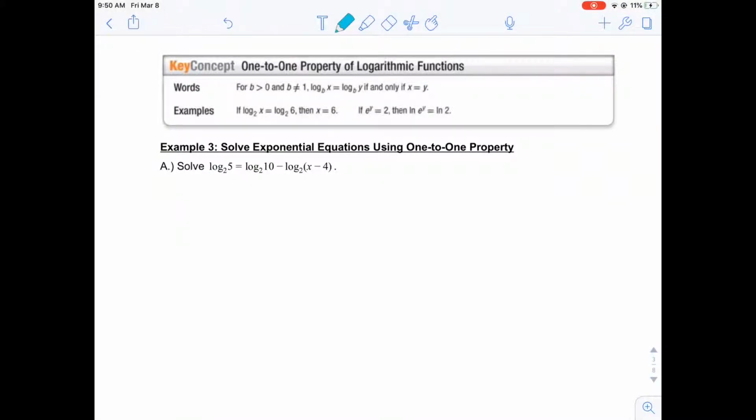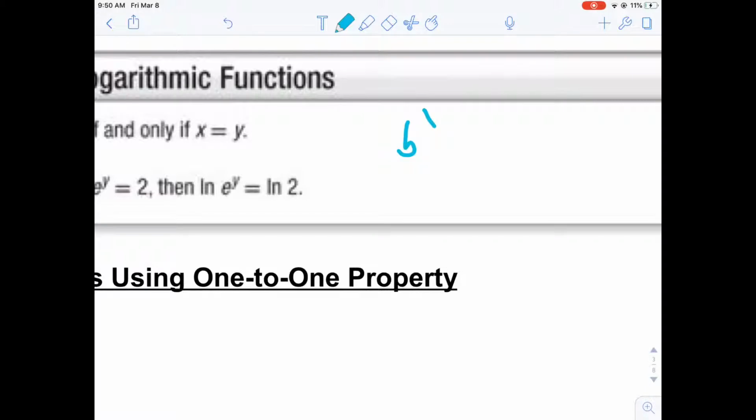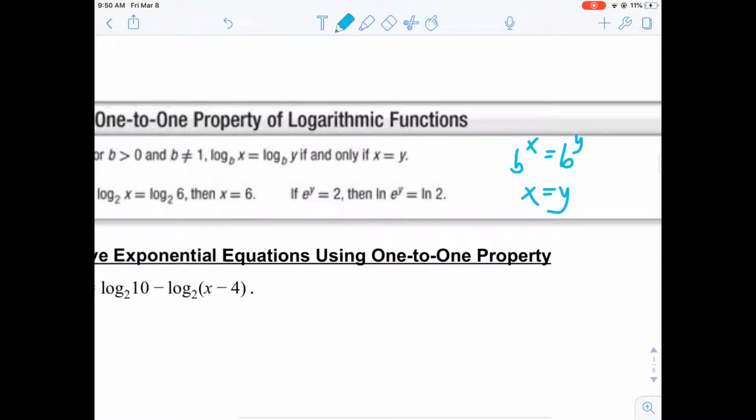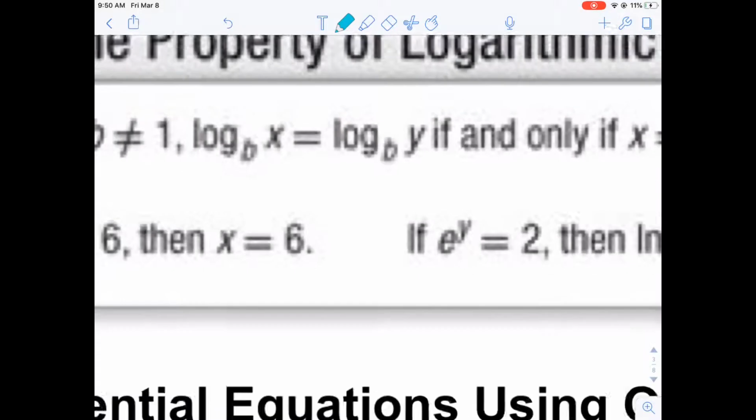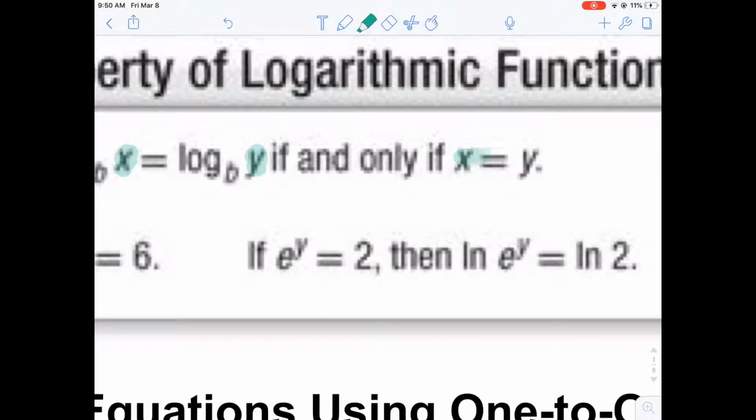This next property is similar to our exponential function property, which said if we had the same bases of our exponents, right? If we had b to the x equal to b to the y, then that was true if and only if x is equal to y. Same idea here, except for now we need the same bases for our logarithms. So same base logarithms comes from these two x and y being equal to each other.